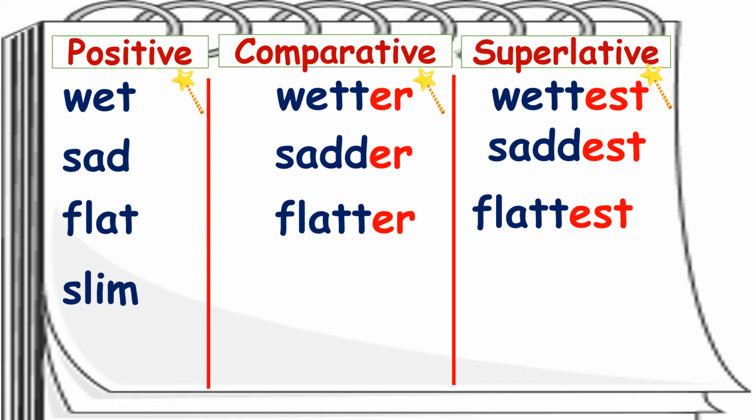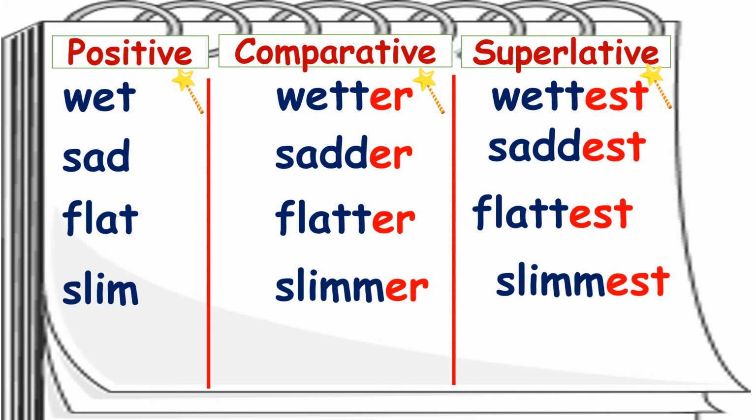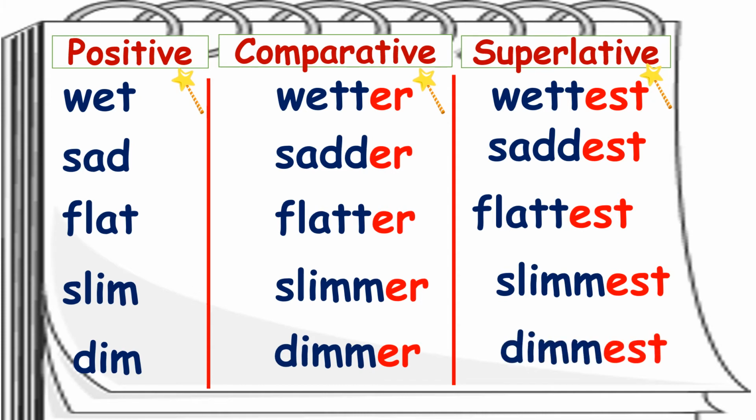Slim, the I says I. Dim, the I says I. So we double the last letter before adding ER and EST. We have wet, wetter, wettest. Sad, sadder, saddest. Flat, flatter, flattest. Slim, slimmer, slimmest. Dim, dimmer, dimmest.